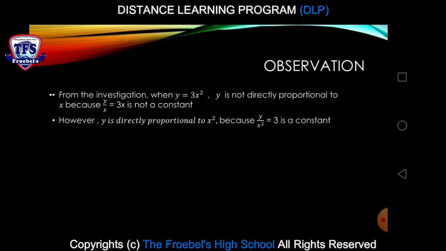So from the investigation, when y is equal to 3x square, y is not directly proportional to x because y over x is equal to 3x, which is not a constant. However, y is directly proportional to x squared because y upon x square is equal to 3, which is a constant. Alright, so this is the investigation which we have just done over here.